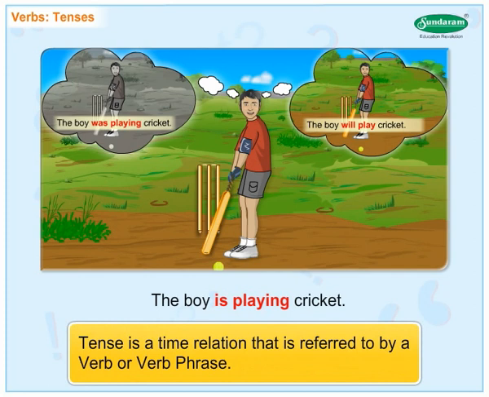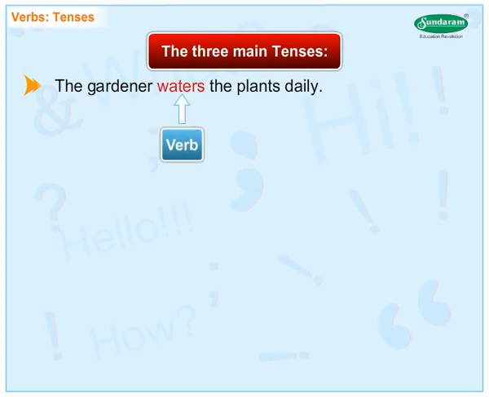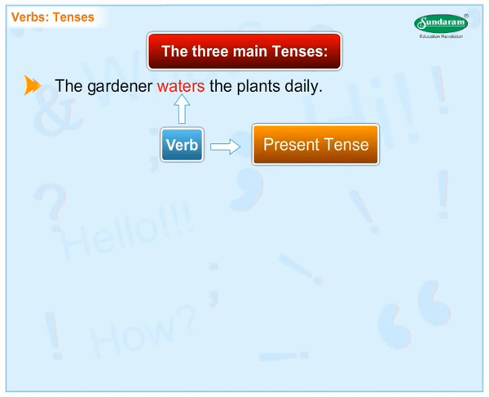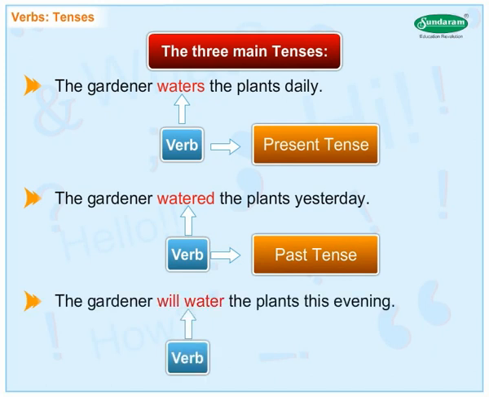Tense is a time relation that is referred to by a verb or verb phrase. The three main tenses. Let us see them through these examples. The gardener waters the plants daily. Here, the verb is waters and it is in the present tense. The gardener watered the plants yesterday. The gardener will water the plants this evening.